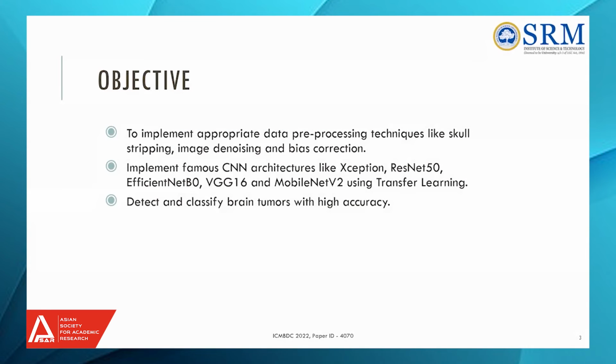Our main objective for this research was to apply various image pre-processing techniques to improve the quality of the input data for the model. Our next aim was to implement various famous CNN architectures using transfer learning so that we can differentiate and classify between normal and abnormal tissues with high accuracy.